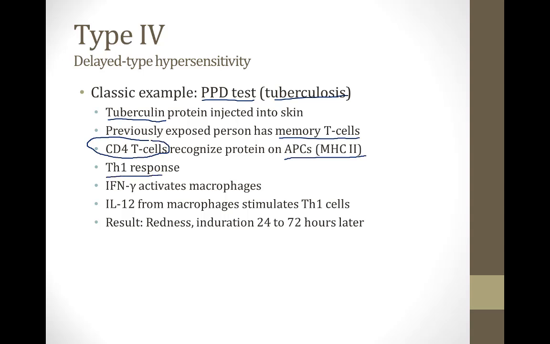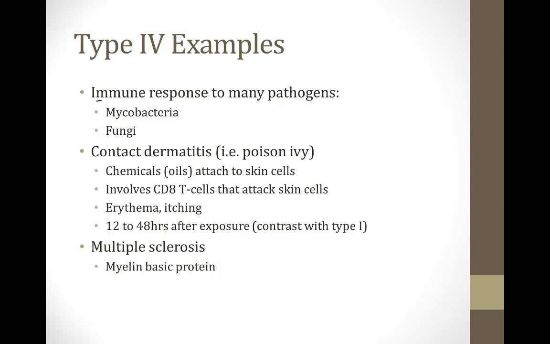There will be a Th1 response, which is a cell-mediated response. Interferon gamma will be secreted, which can activate macrophages, and IL-12 will be secreted from macrophages, which can in turn stimulate Th1 cells. The result is that there will be redness and induration 24 to 72 hours later in people who have been previously exposed to tuberculosis. If the person has not been previously exposed, they will not have memory T cells, and this delayed type reaction will not develop.